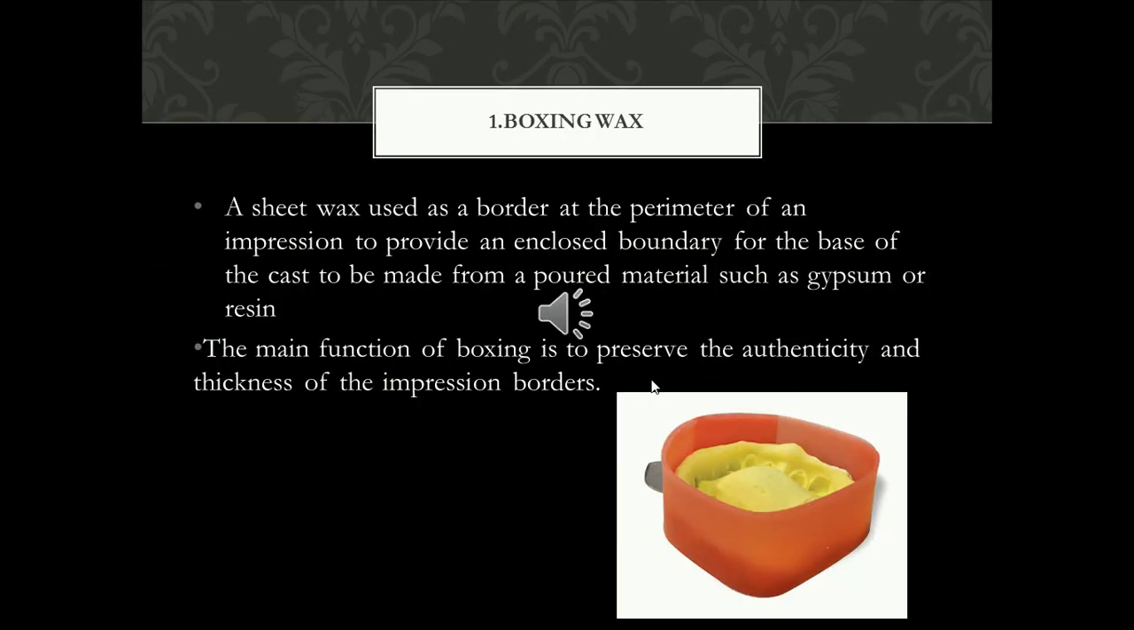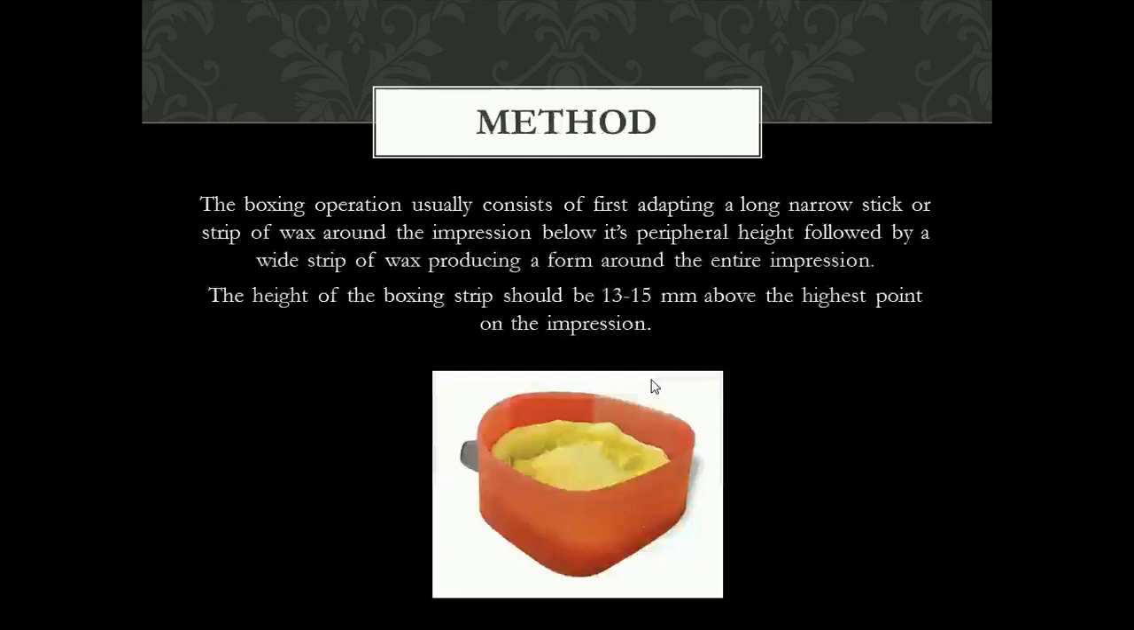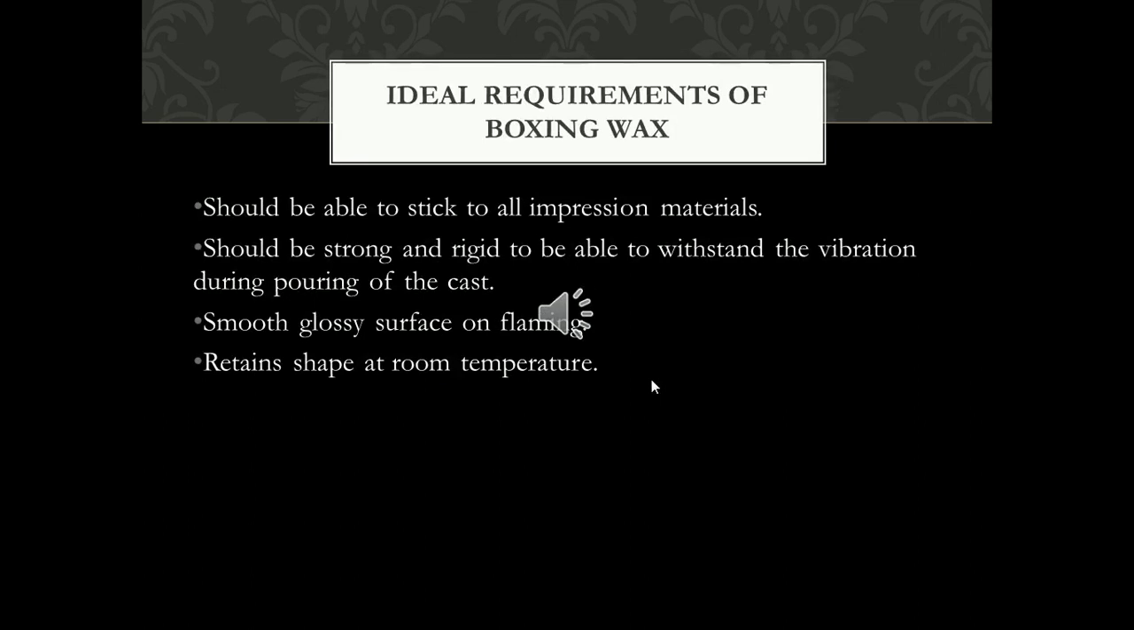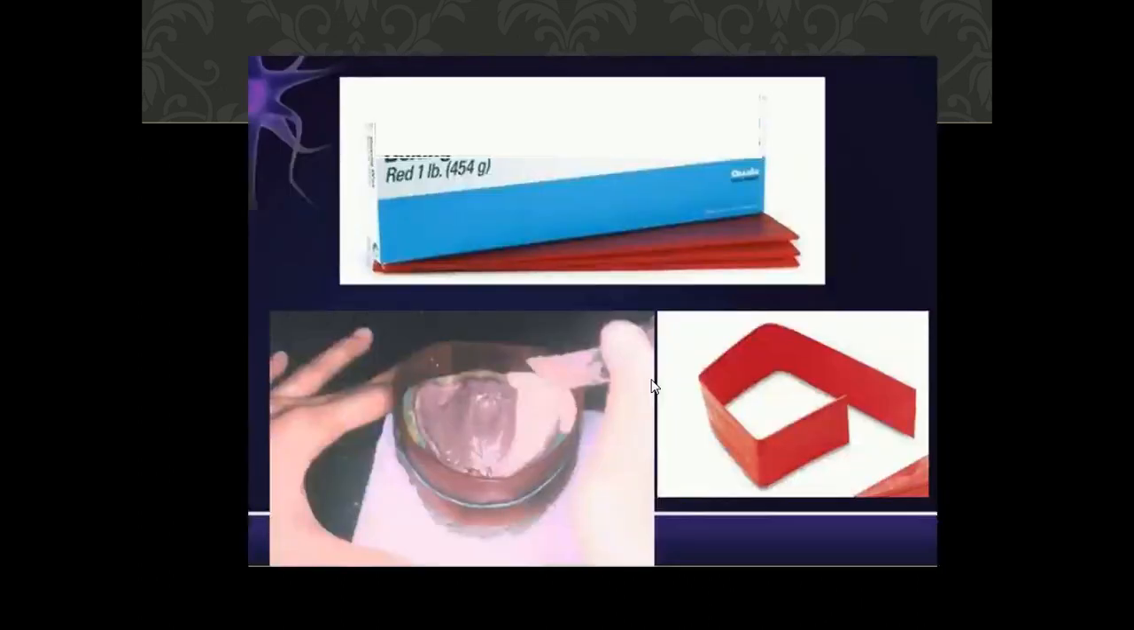Boxing waxes. Now, as the name suggests, this is basically used to make a box-like border at the perimeter of an impression, to basically protect your impression or cast, to make a boundary and preserve the authenticity and thickness of the impression. So its function is just as a protective border around your impression. We don't need to go into the method or technique. Ideal requirements are that it should be able to stick all around the impression material, should be strong and rigid. So when you place your impression and pour it with gypsum onto the vibrator, it should be able to withstand the vibration forces. It should have a smooth glossy surface and retain its shape at room temperature.